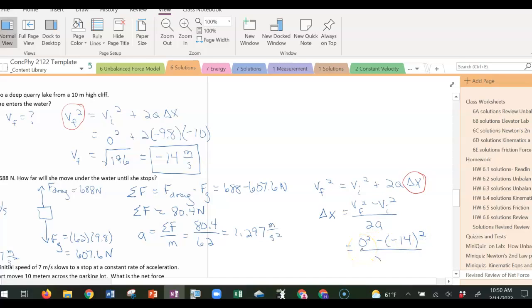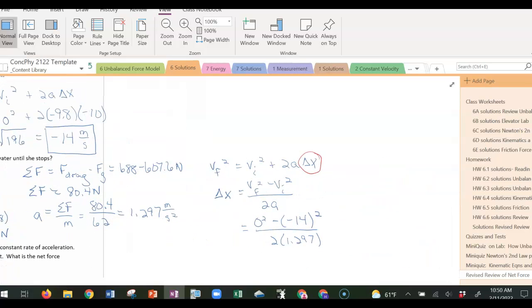And let's see, the acceleration was 1.297. If I look at this, the negative sign cancels, right? Because negative 14 times negative 14 is a positive number. But my other negative sign, there's nothing to cancel it, so I should get a negative displacement. And when I do the math, I get 75.559 meters. She goes quite a distance before she stops.